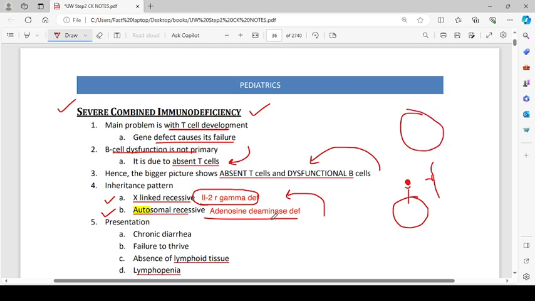And in the autosomal recessive variant, the problem is that, suppose these are the cells, adenosine deaminase normally detoxifies the adenosine, and if it is not there, an excessive amount of adenosine starts accumulating in the cells, and that is also cytotoxic, so that results in cell death.